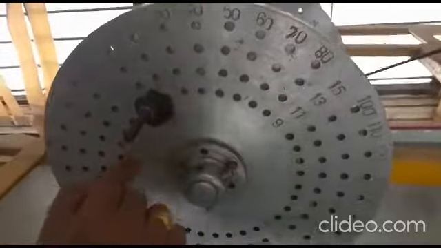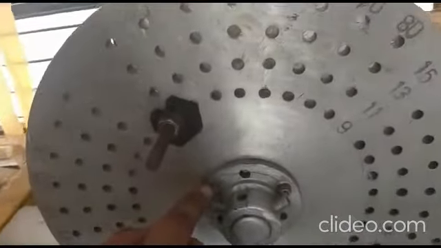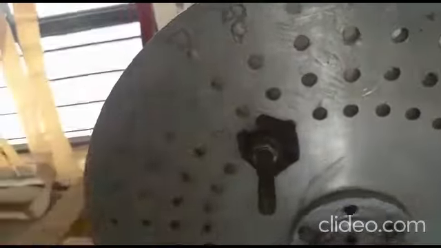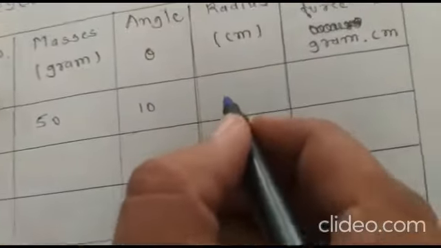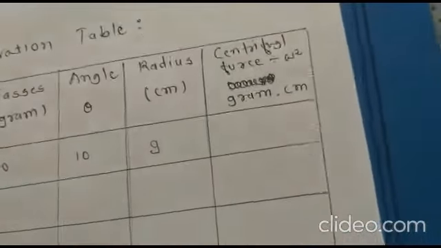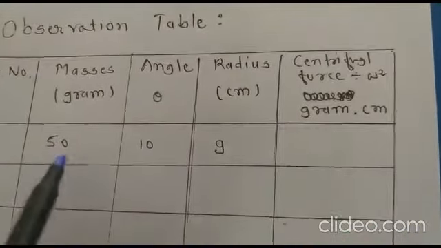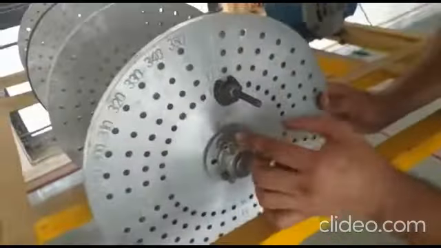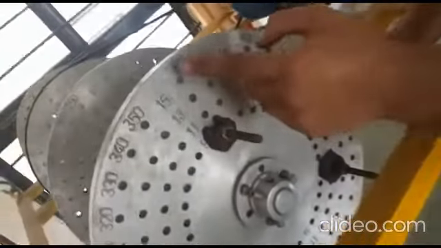So here you can see I have attached 50 grams at a radial distance of 9 centimeter and at angle 10 degree. So we are writing this reading in our observation table: 50 gram, angle 10 degree, and 9 centimeter. This is our observation table. So our first mass is at a radial distance of 9 centimeter at angle 10 degree, and we have used 50 grams.